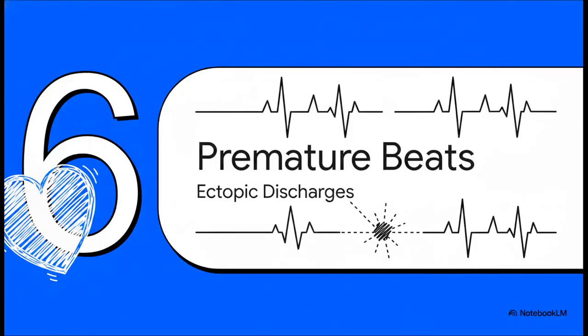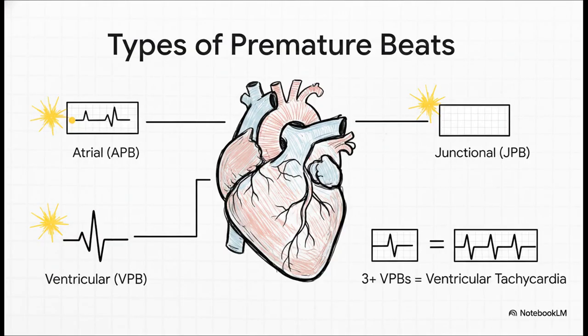All right, to finish up our glossary, let's talk about premature beats. Now, these aren't sustained rhythms themselves. Instead, think of them as isolated blips, single electrical events that interrupt whatever the baseline rhythm is. They happen when some ectopic spot decides to fire off early, before it's supposed to. And how do we classify them? Well, we go right back to our number 1 rule. The name comes from the origin.